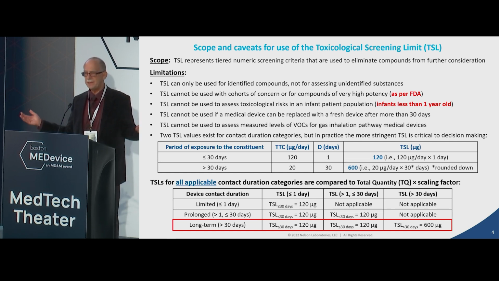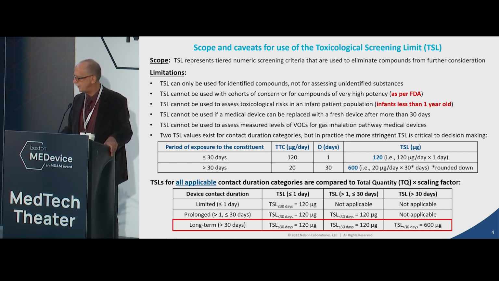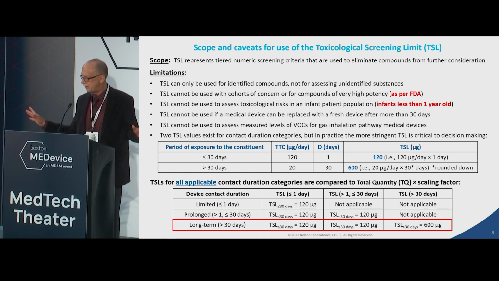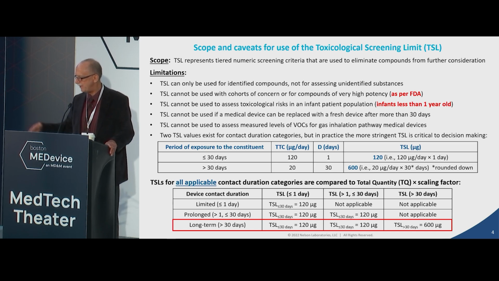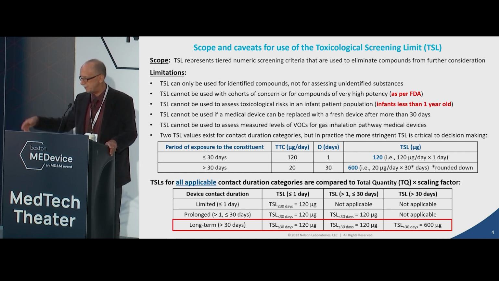We can only do this with identified compounds. You can't screen out chemicals this way for unidentified or unknown peaks. You can't screen out chemicals that are cohorts. You should always look into those more carefully. Cohorts of concern are in M7 and 21726, and compounds of very high potency, which FDA has given private feedback that that is not appropriate: if they think it's high potency, they may say, please evaluate this even if it's below. It cannot be used to assess exposures and risks to infants.